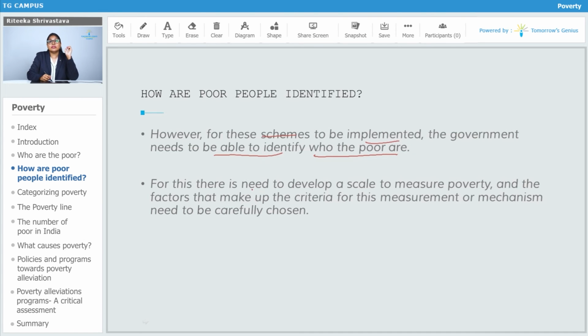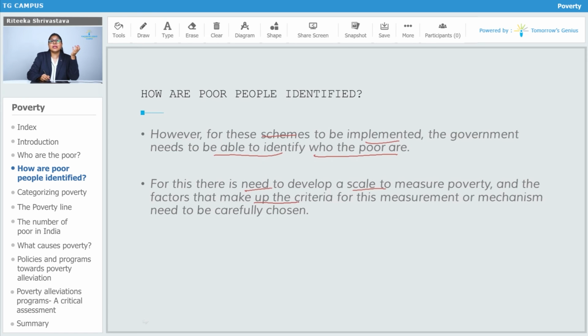Then they say that for that there is a need to develop a scale to measure poverty. Now, a scale to measure means, see, we have scales to measure different things. We measure centimeters, we measure inches. In the same way, we need to measure poverty. Depending upon the measurement, we are going to take out schemes for various programs.